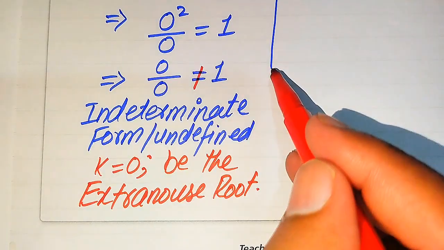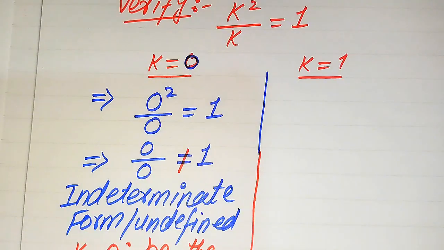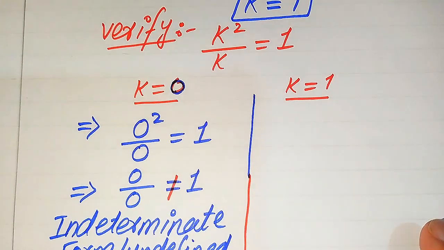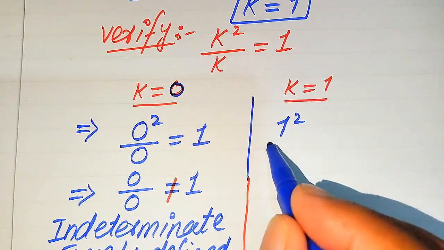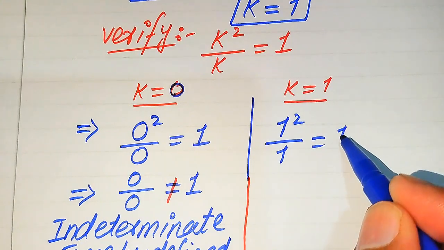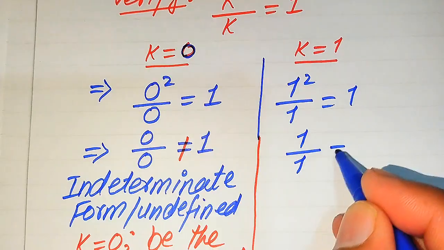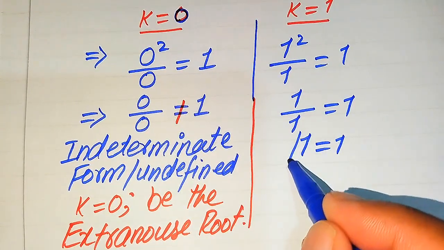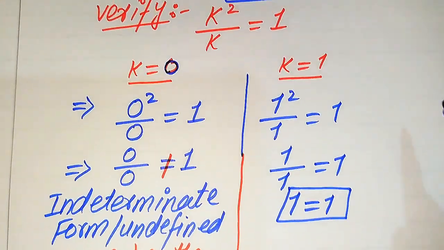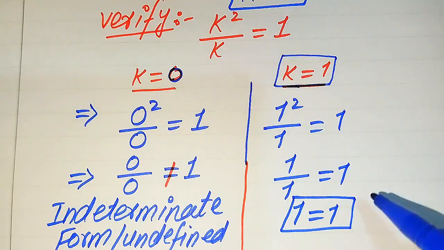And further in the next step we move towards k is equal to 1, and we will check whether k is equal to 1 satisfies our given question statement or not. So when we put k is equal to 1 into the left hand side, it becomes 1 square divided by 1 is equal to 1, and we know that 1 square becomes 1, divided by 1 is equal to 1, and 1 divided by 1 becomes 1, equal to 1. So this shows that the value of k is equal to 1 satisfies our given question statement.